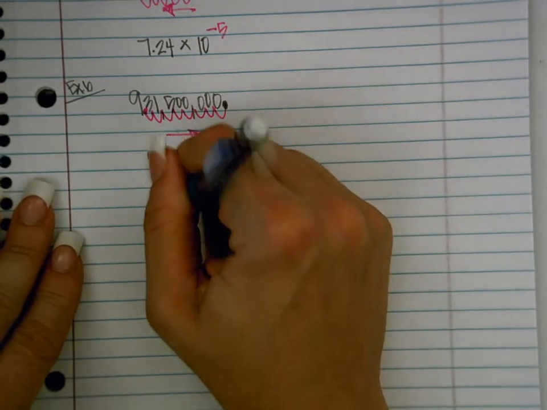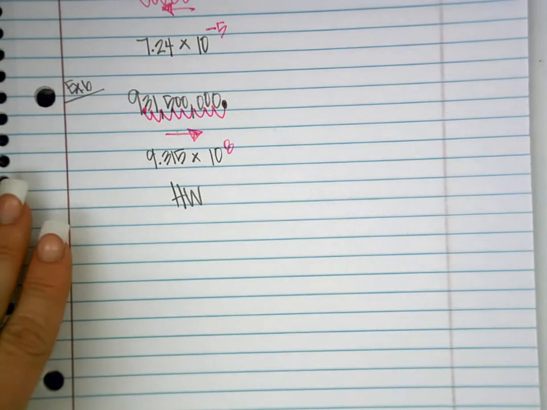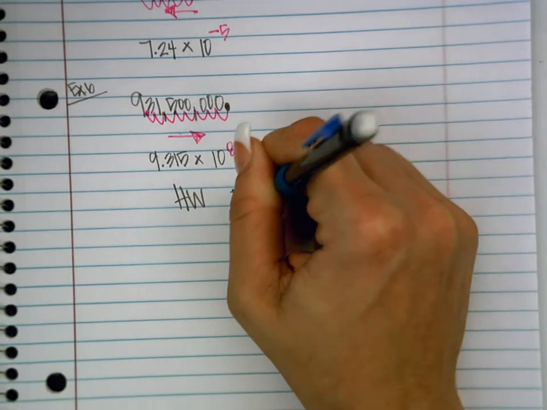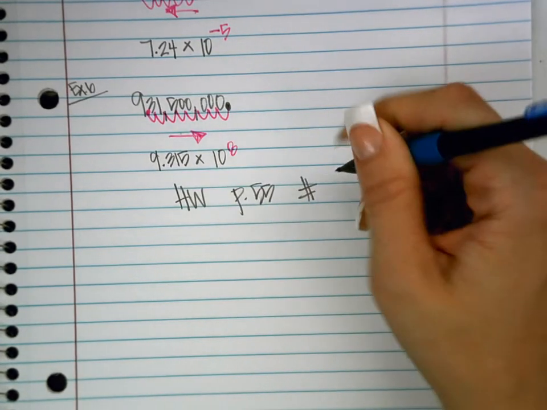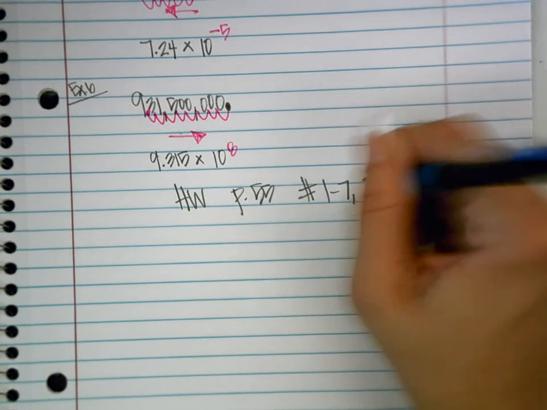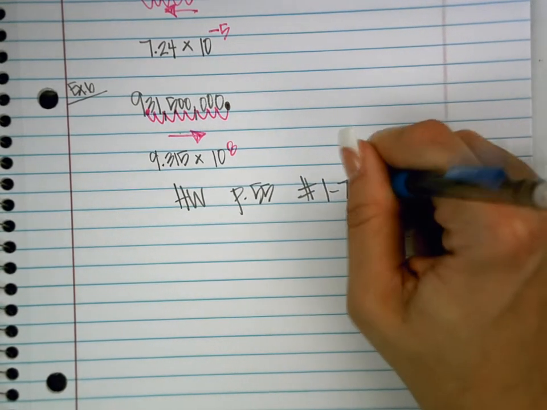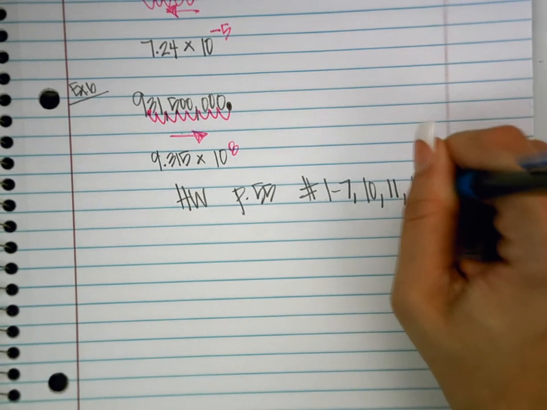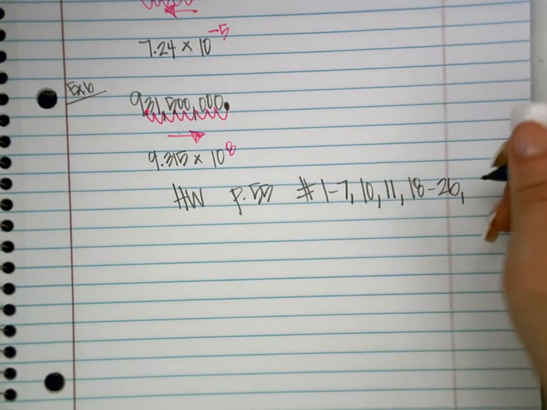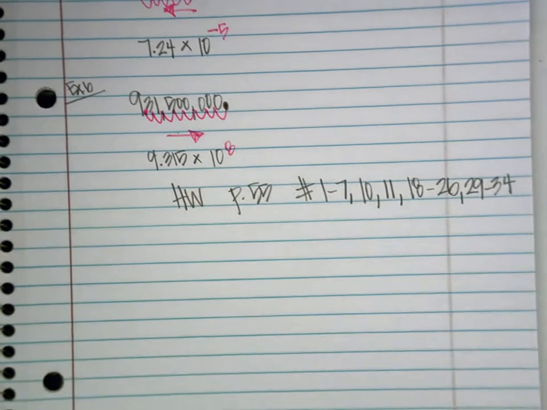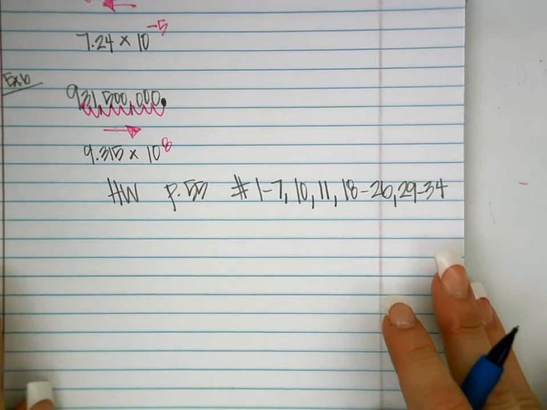Okay, you guys are going to write down your homework. It's going to start on page 55. You are doing numbers 1 through 7, 10, 11, 18 through 26, and 29 to 34. I know it's kind of split up, but make sure you write those down.